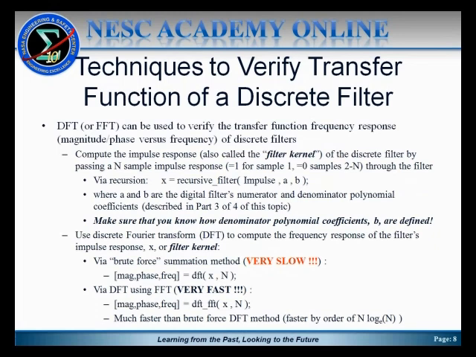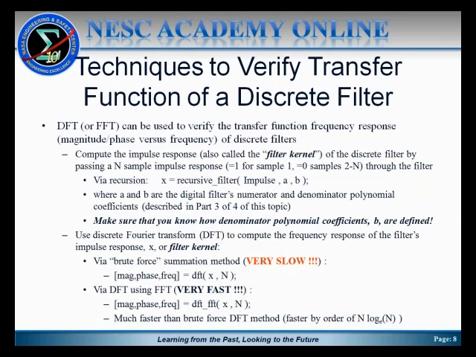So how you do that is you can compute the impulse response, which is also called the filter kernel of the discrete filter, by passing, let's call it an n-sample impulse response through the filter. And all that means is you're going to build a signal of n samples where the first value, sample number 1, has a value of 1. All other samples have a value of 0. And that's what's meant by an impulse response.